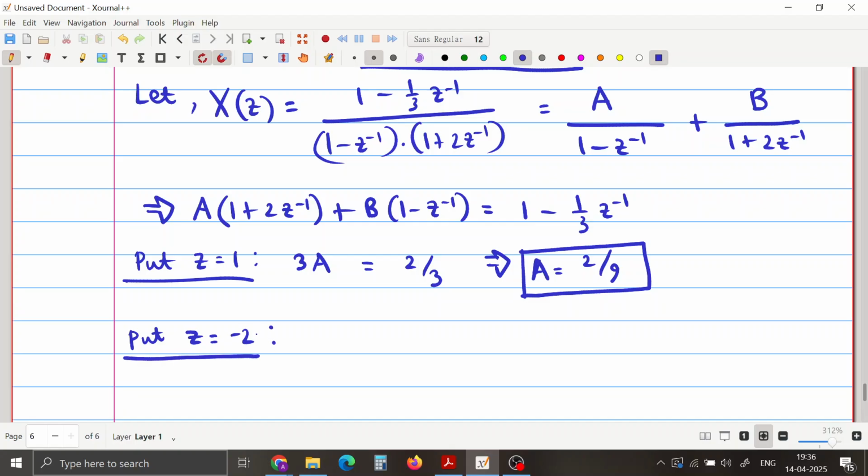Because if I substitute z equals -2, then the coefficient of a in the identity becomes 1 plus 2 into z inverse, which is 1 plus 2 into minus half, which is 0. And I'll be left with, so this part will be 3b by 2, you can check, is equal to, on the RHS I will have 7 by 6, and that will give me b equal to 7 by 9.